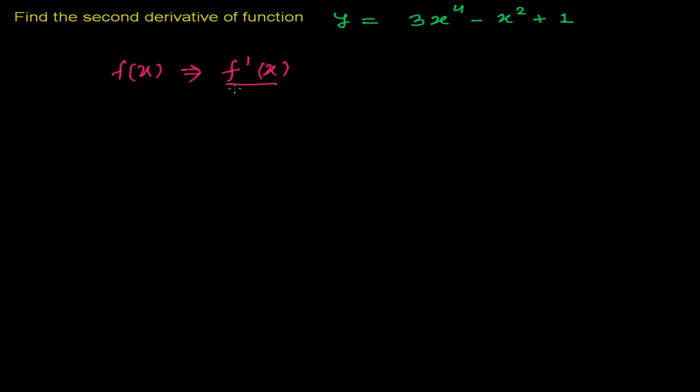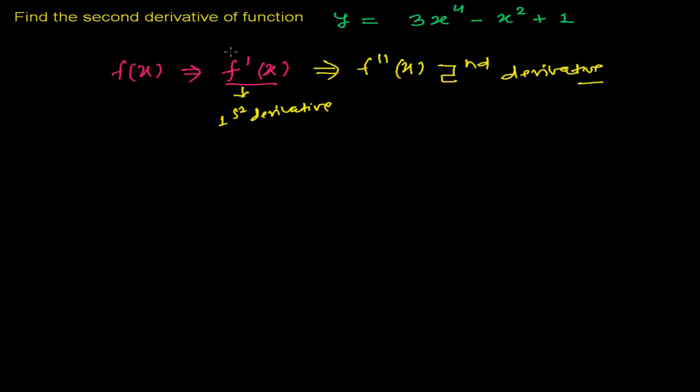So this is your first derivative, right? And once you find the first derivative, you get a derivative that will also be like a function. Again, you differentiate that with respect to x, and then you will get f double prime of x, and that is called the second derivative of that function.